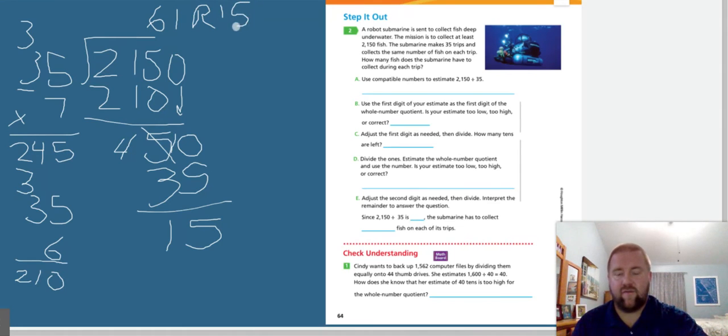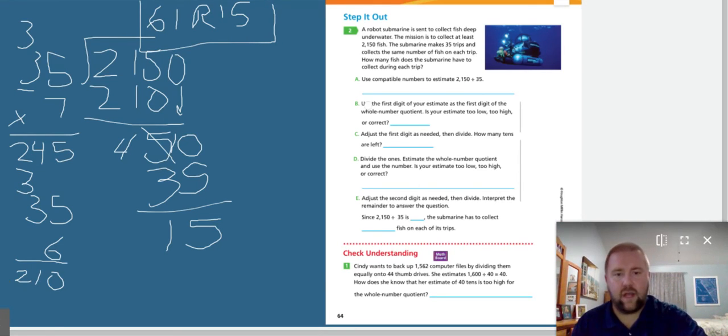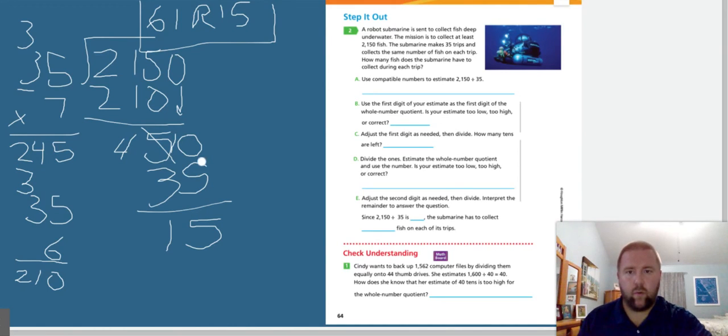So again, now we've got to interpret this problem. We've got 61 with a remainder of 15. So when we look down here at part E, because A through D is really what we just did, it says adjust the second digit as needed, then divide. Interpret the remainder to answer the question. So we divided and we got 61 with a remainder of 15. That remainder of 15, we've got to think about what does that actually mean, right?